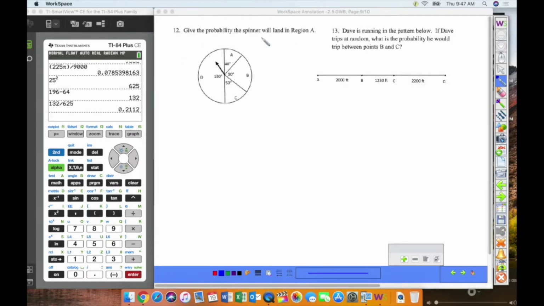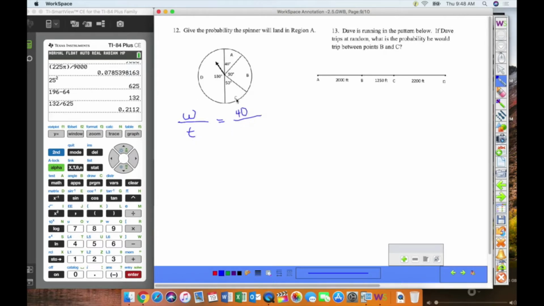Cool. More probability. Give the probability that the spinner will land in region A. So we can see here, this is region A. Thank you, letter A. And remember probability, I like to do the W over T, what you want over total. We want to land in region A. Well, you notice they're giving me all these degrees of this circular spinner right here. Well, we want to land in region A, and that's 40 degrees.